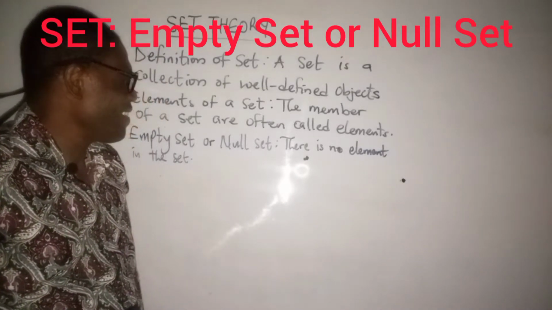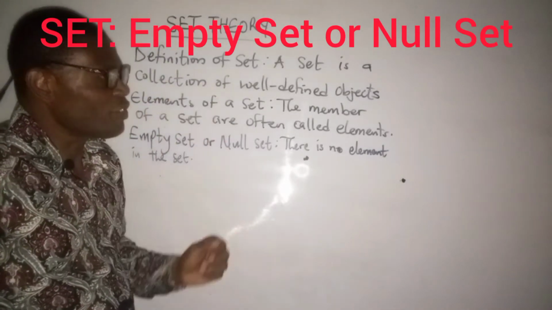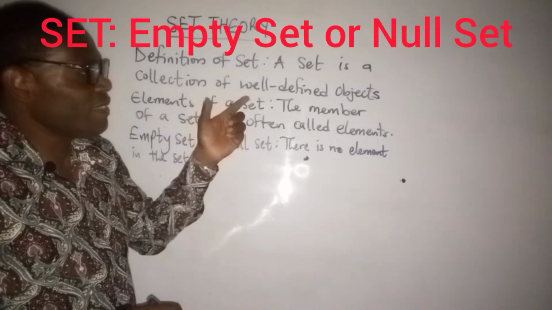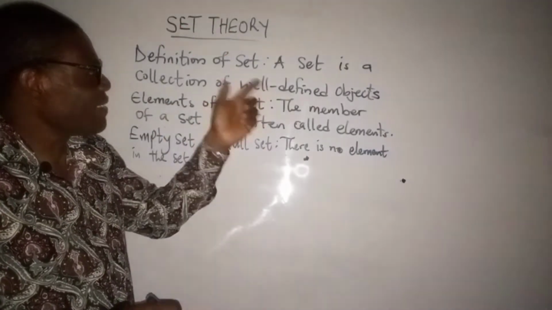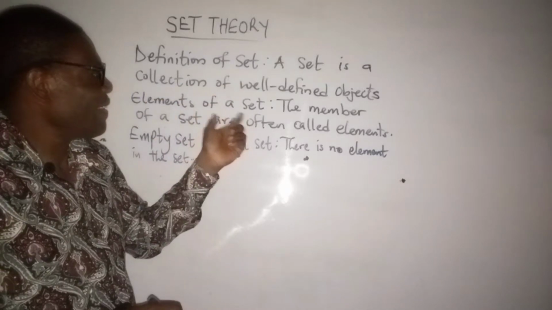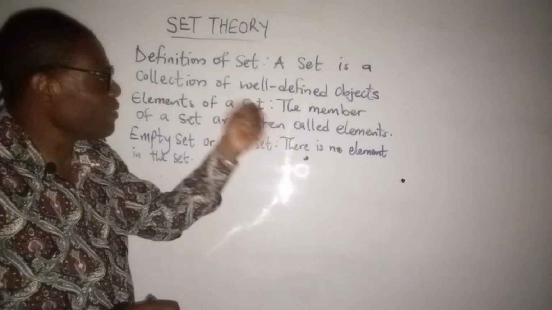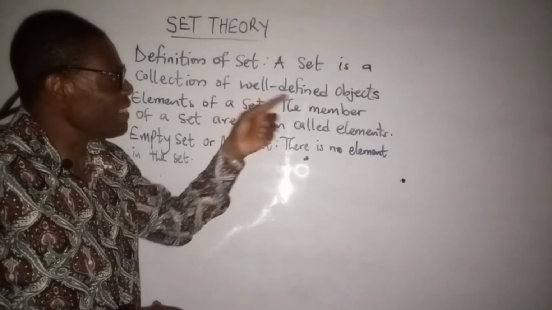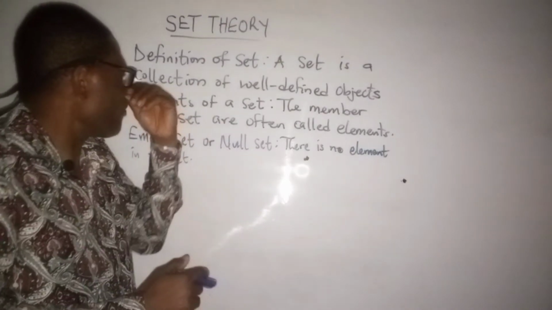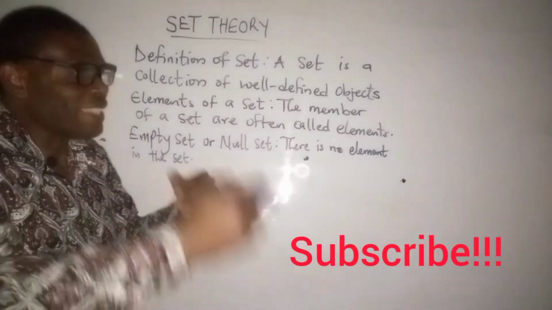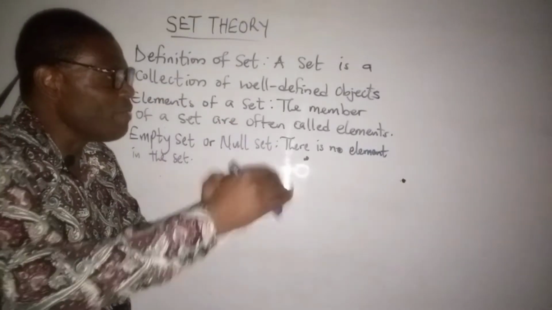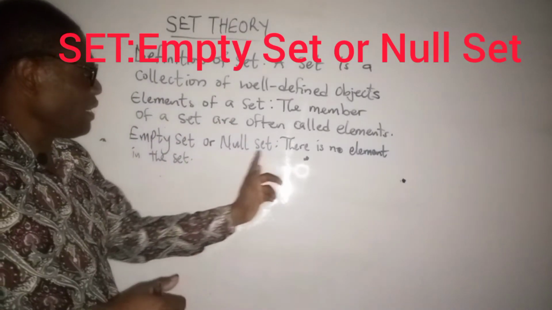Welcome. We shall be dealing with set theory. Set theory can be defined as the study of sets, which are collections of well-defined objects. So a set is a collection of well-defined objects. And when you have a set, there's always an element in the set. But if there's no element in the set, it is called a null set.